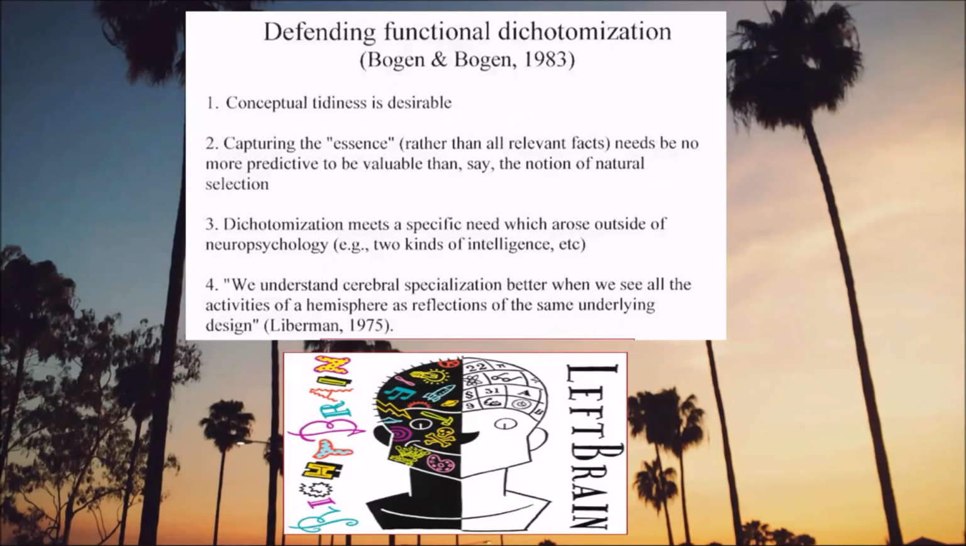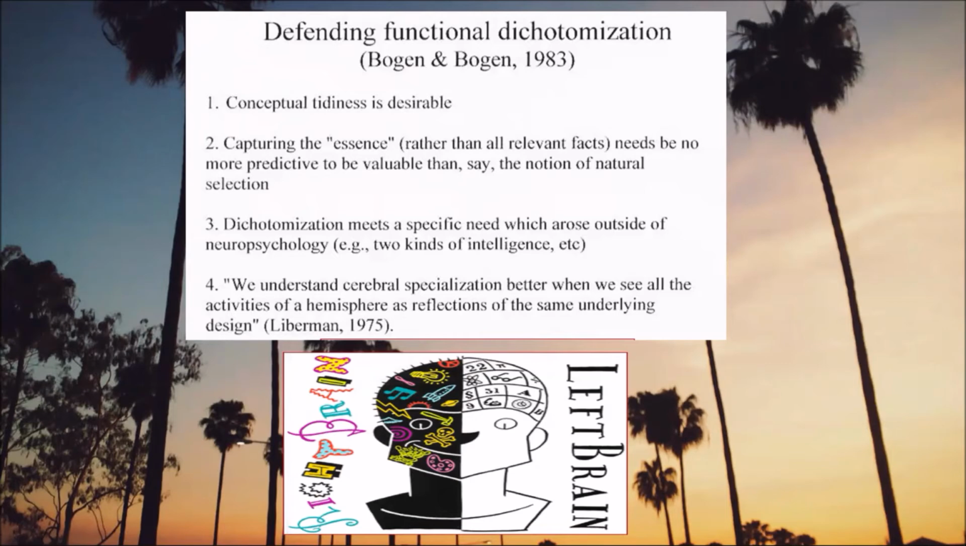Well, one of the criticisms you hear about functional dichotomization is that it's too simplistic. Well, this is Bogen responding to this 30 years ago with his wife. Conceptual tightness is desirable in science. That helps us, propels our ideas. Capturing the essence rather than all the relevant facts need be no more predictive to be valuable than, say, the notion of natural selection. You have this envelope of understanding. It may not capture everything, but it does give a lot.